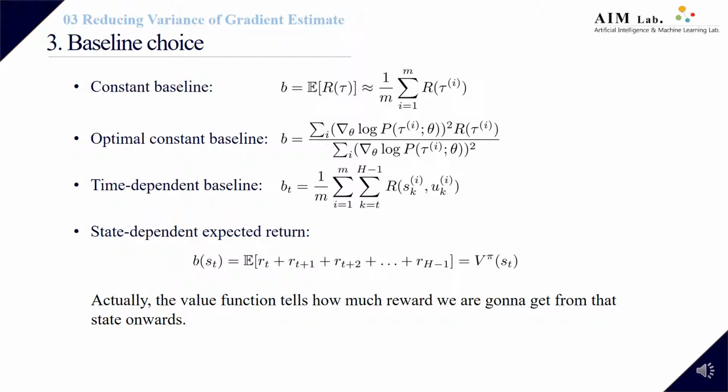Back to baseline, there are several choices of baselines, from a simple constant baseline to a mathematically optimal constant baseline, and so on. However, what we usually use is the state-dependent expected return, which is just the optimal value function. This is because the value function tells how much reward we are going to get from the state onwards. So, let's see how we can estimate the optimal value function, and there are two methods.